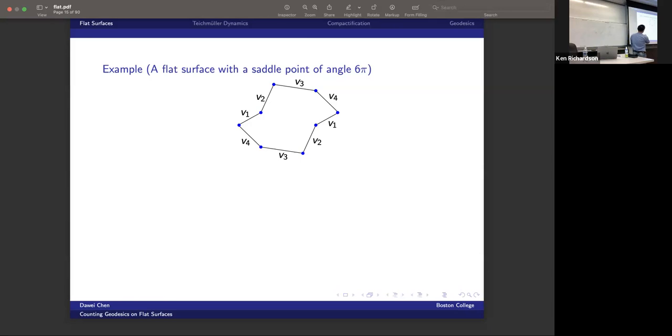These are divided into 4 pairs labeled V_i and V_i. So I identify V1 with V1 by translation, V2 with V2 and so on. Okay. Then, it looks like a flat surface, right? Because I put it inside the Euclidean plane, so it naturally gets the underlying Euclidean metric from the Euclidean plane.